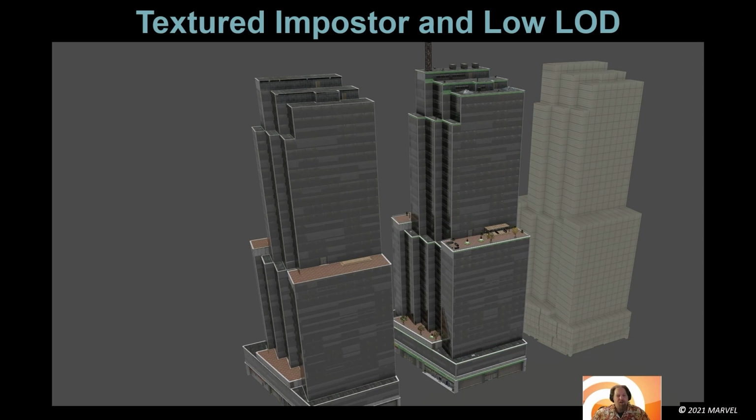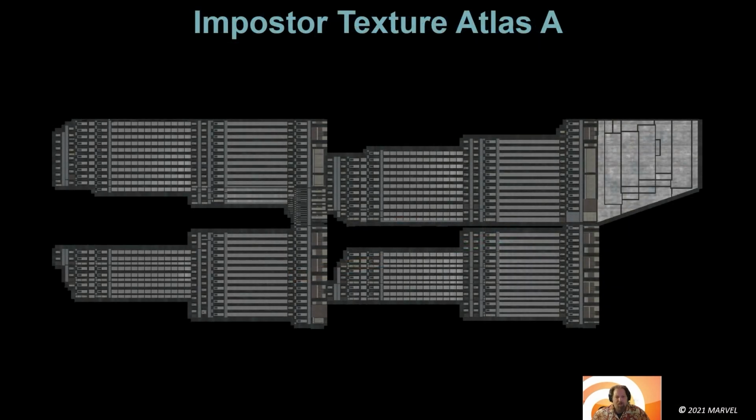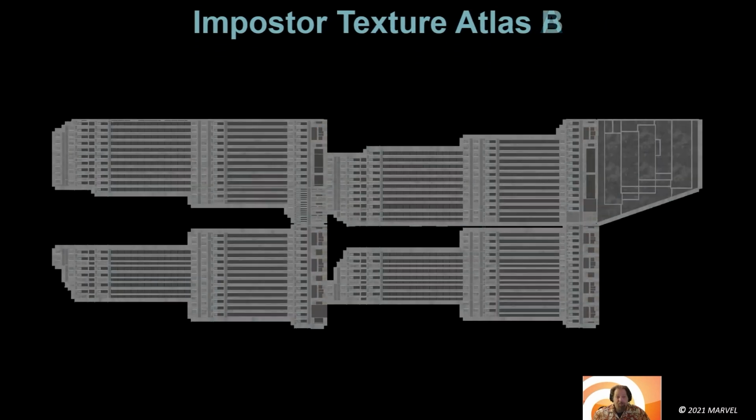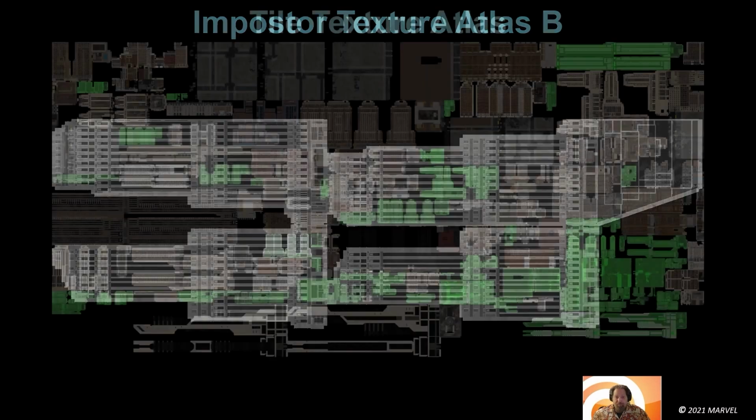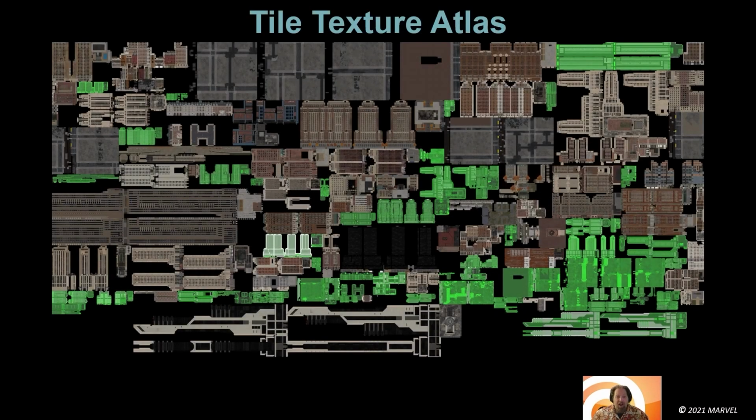I capture the impostor geometry and generate orthogonal texture atlas images in the Insomniac engine. This is the RGB albedo atlas, the spec gloss and emission atlas, and a combined texture atlas for all of the impostors in a streaming region.